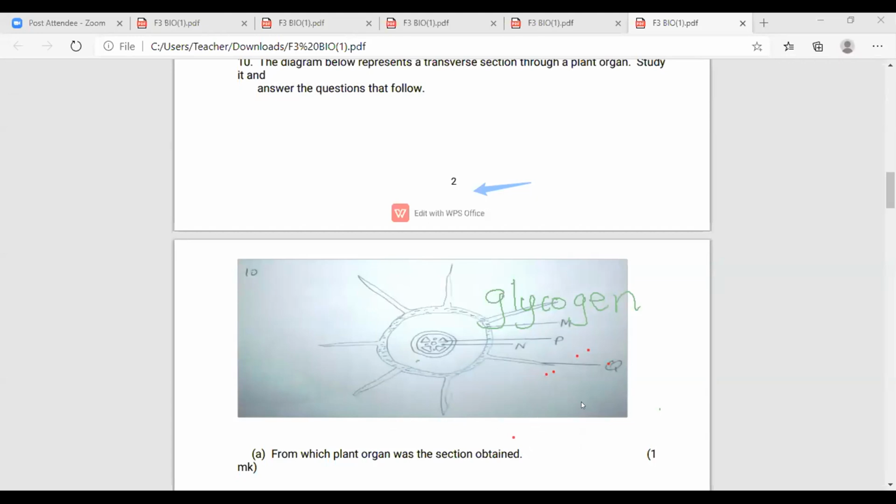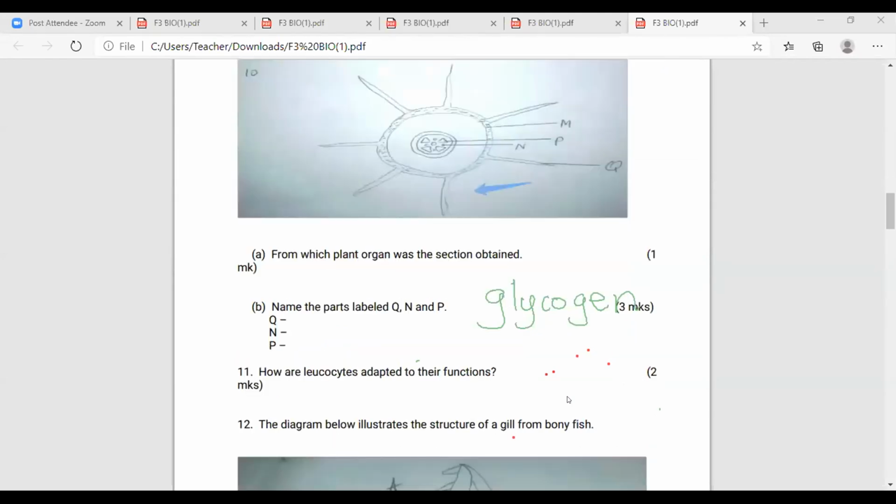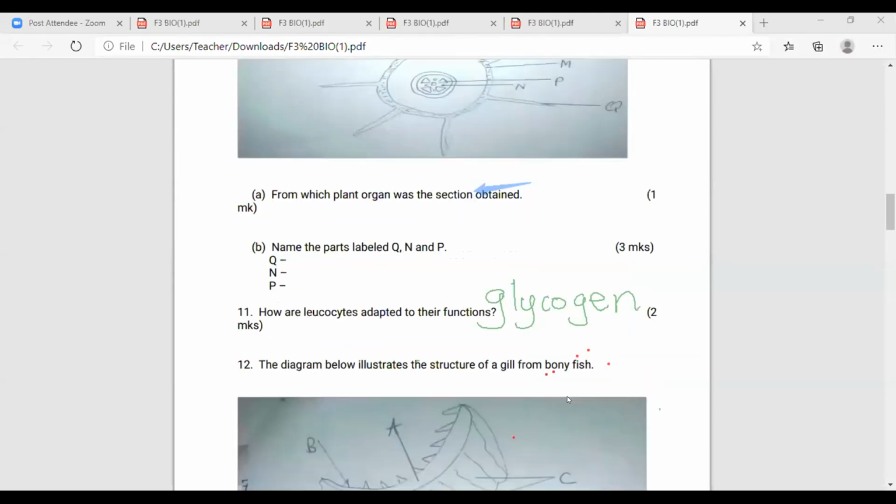Josephat, we continue. Yes, part B. Name the parts labeled Q, N, and P. So Q is the root. Q is the root hair. Root hair, right? And N is the phloem. And P is the xylem. We agree with you. Move on.